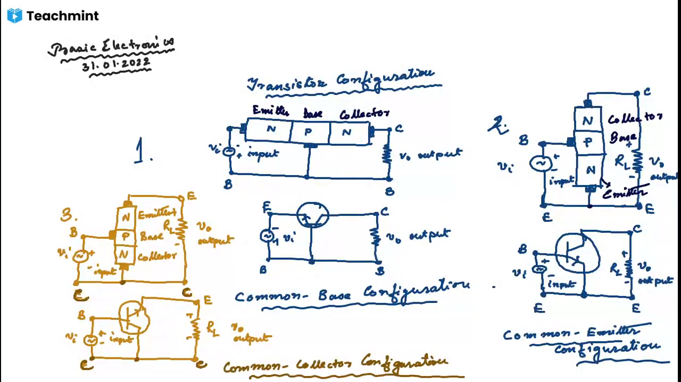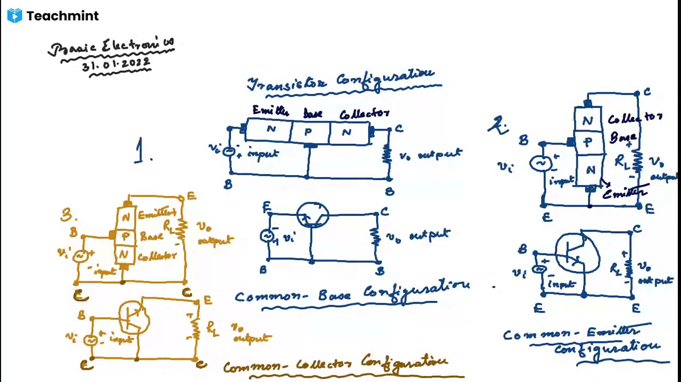So these are the 3 transistor configurations that we will use in the active region, when we use the transistor as an amplifier. One is called common base configuration, another is called common emitter configuration, and the last one is called common collector configuration. In common emitter configuration, the emitter of the transistor is made common.